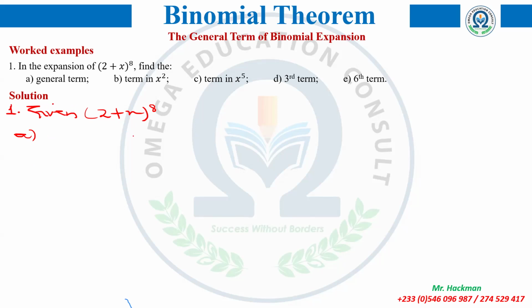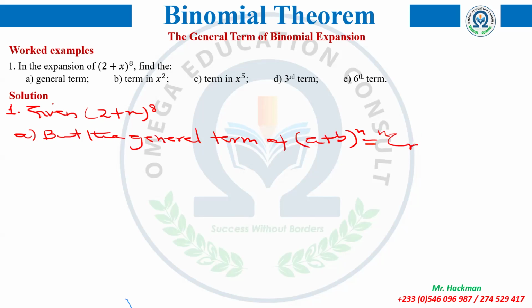However, you know the general term of (a + b) to the power n. I'm going to quote the formula. The general term of (a + b) to the power n is equal to n combination r, a to the power n minus r, then b to the power r. You know, right? Are you sure?